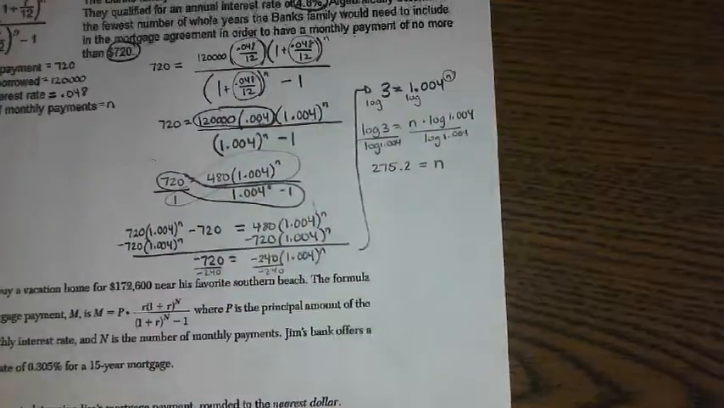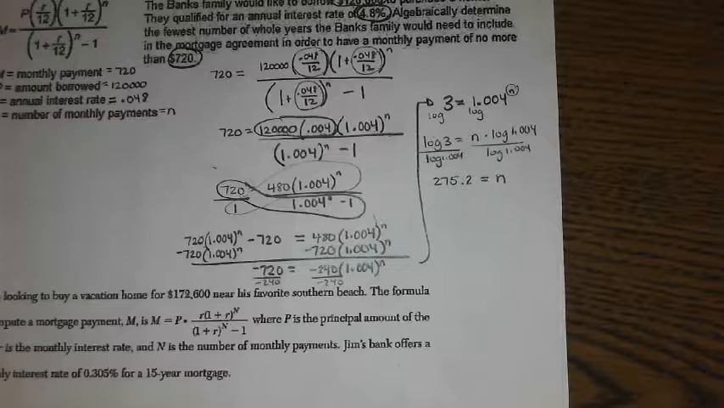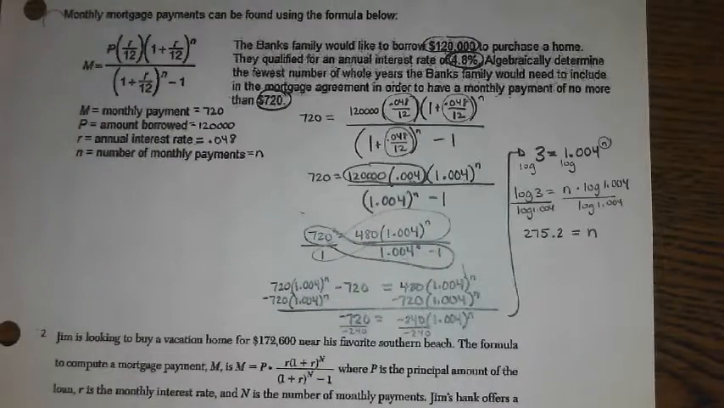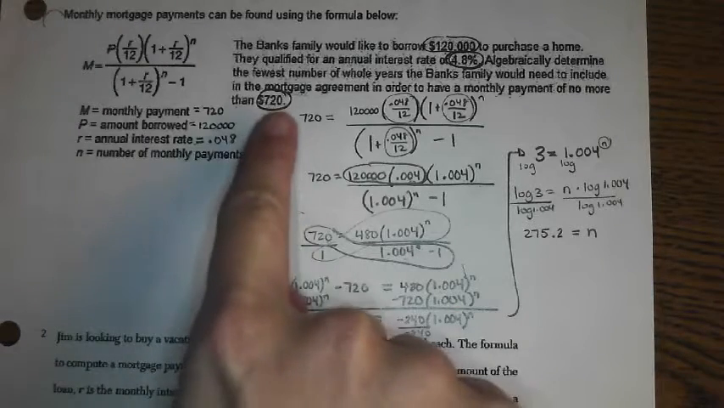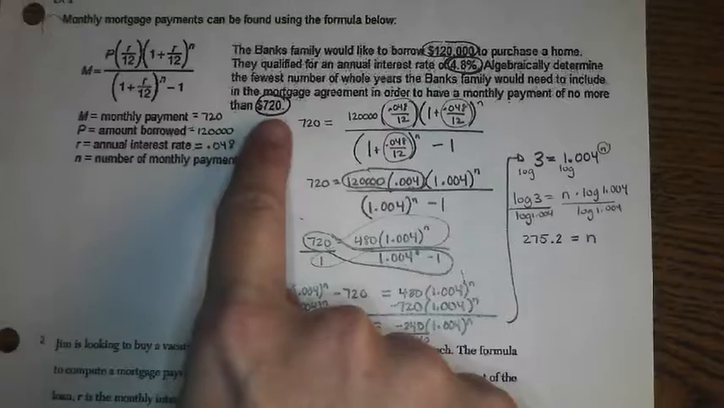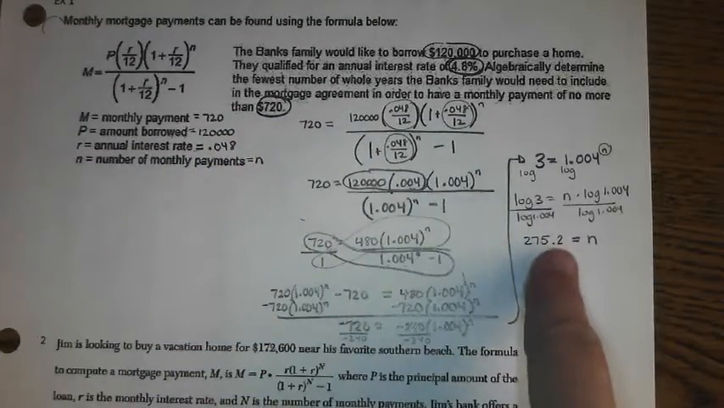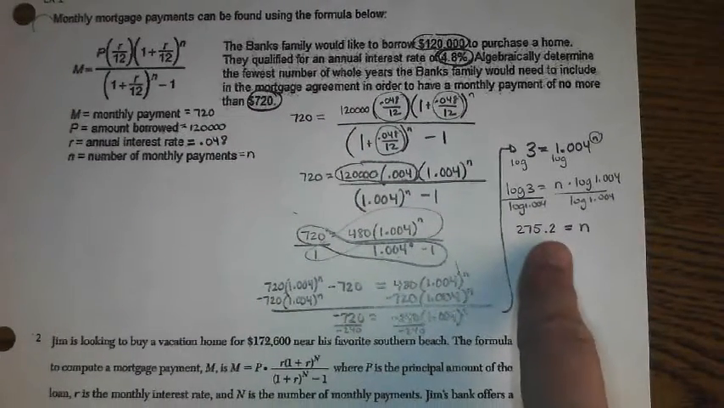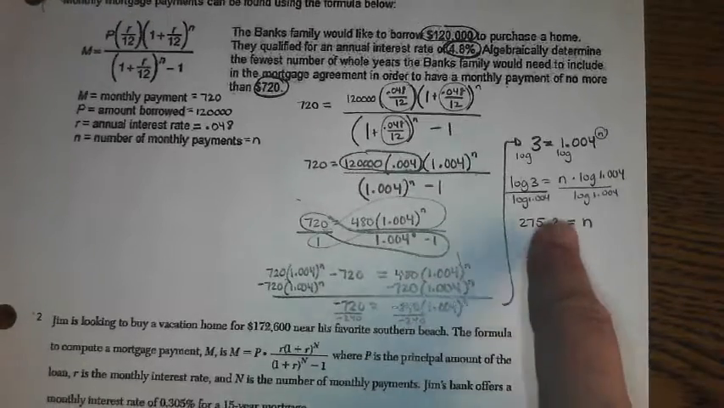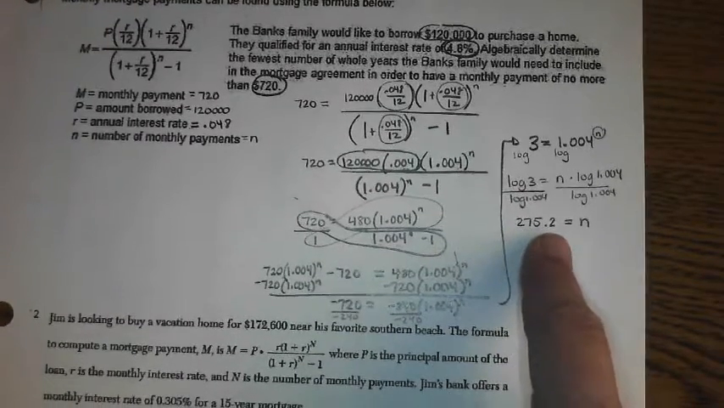275.2, let's say. So if I was making exactly, and we have to go back and remember, okay, what was the context and what was going on here? If I was making exactly a $720 a month payment, it would take me that many monthly payments, so essentially that many months to pay off my loan, right?